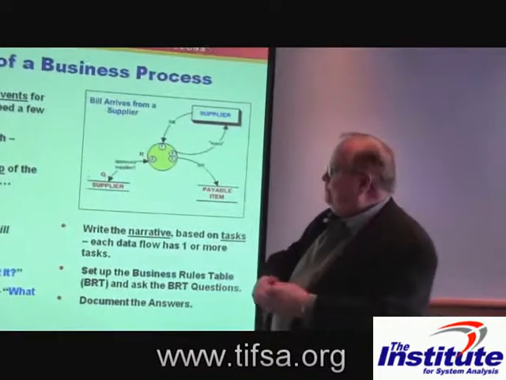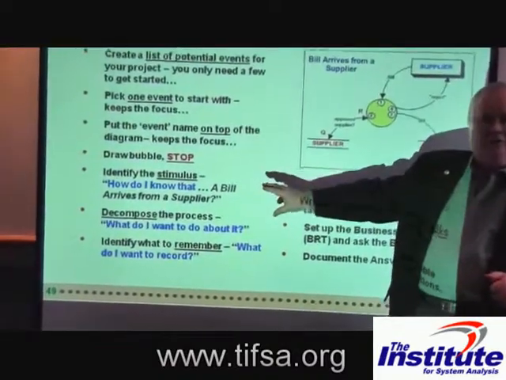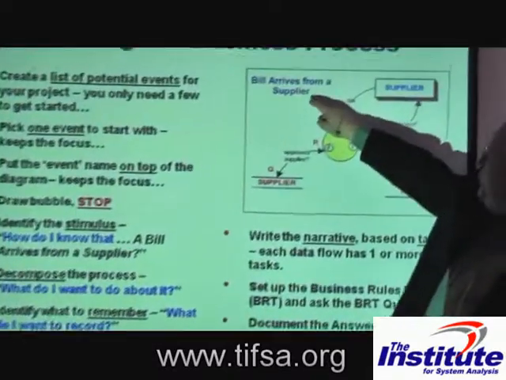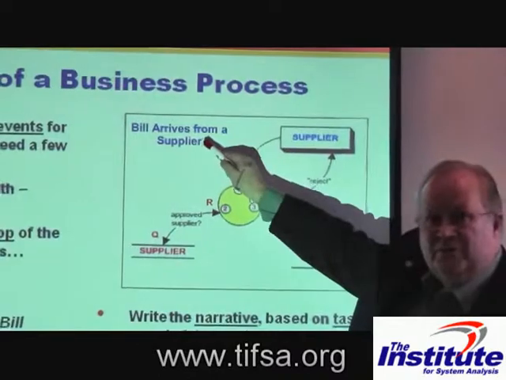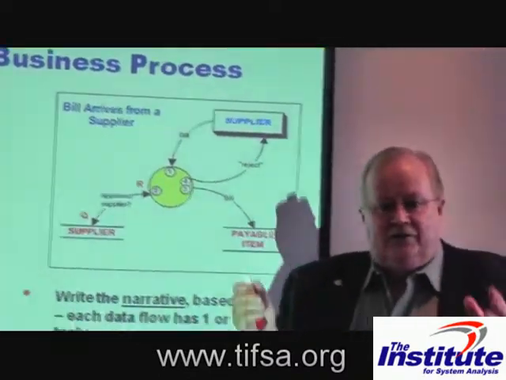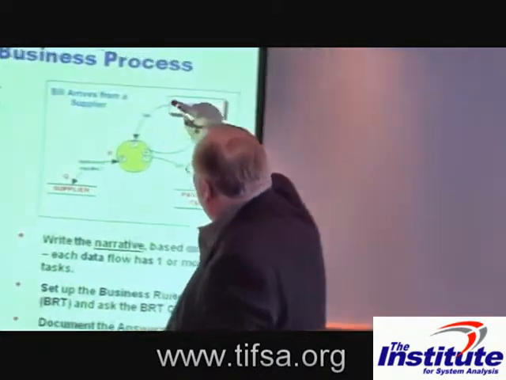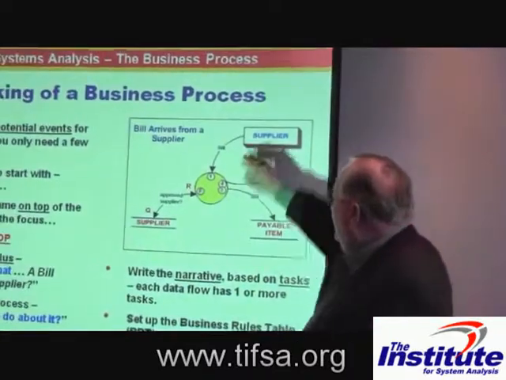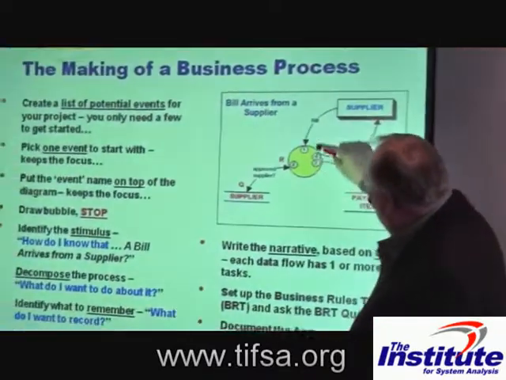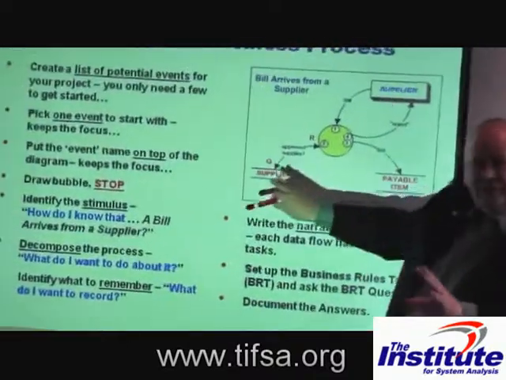Don't label it. And then ask, how do I know that, and then put in the event statement. How do I know that the bill arrives from a supplier? And the answer is I know it arrives from a supplier because we got it. So you can put the supplier in here, and you put data flow to get the bill from the supplier. Once you have that, so now you have a circle, you have supplier, and you have one data flow. You don't have all this other stuff.